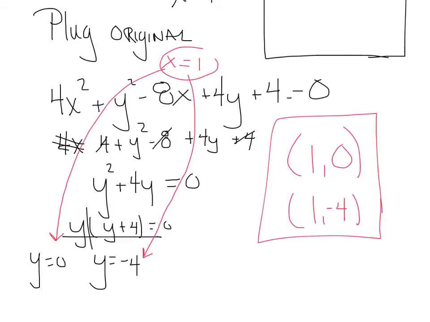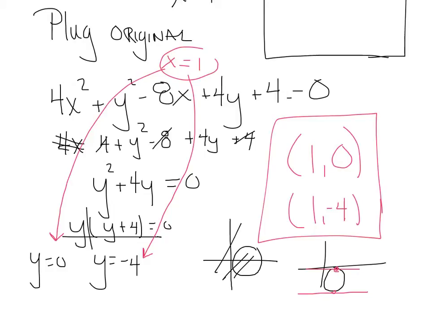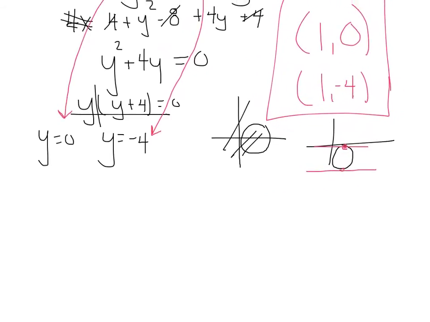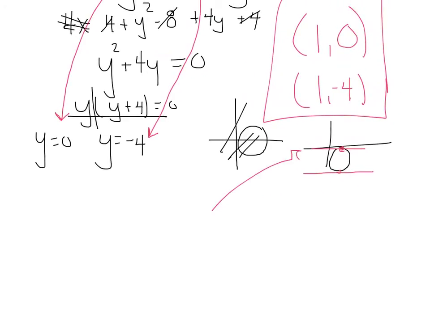So what does that look like? Well, maybe it looks like a circle. Whoops. Let me draw a better one for you. And at the point (1, 0), you have a horizontal tangent line, and at the point (1, negative 4), you have a horizontal tangent line. And the last part there said, write the equation of the horizontal tangent line. Well, this equation would be y equals 0, and this equation would be y equals negative 4.